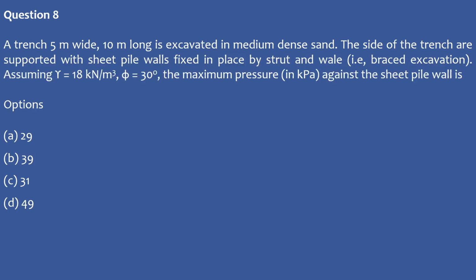So you have a certain trench available. The dimensions of the trench are given to you. The properties of the soil in which this trench has been laid out are also given to you. Then we are placing the sheet pile wall to resist the loading. So what is the maximum pressure against the sheet pile wall?